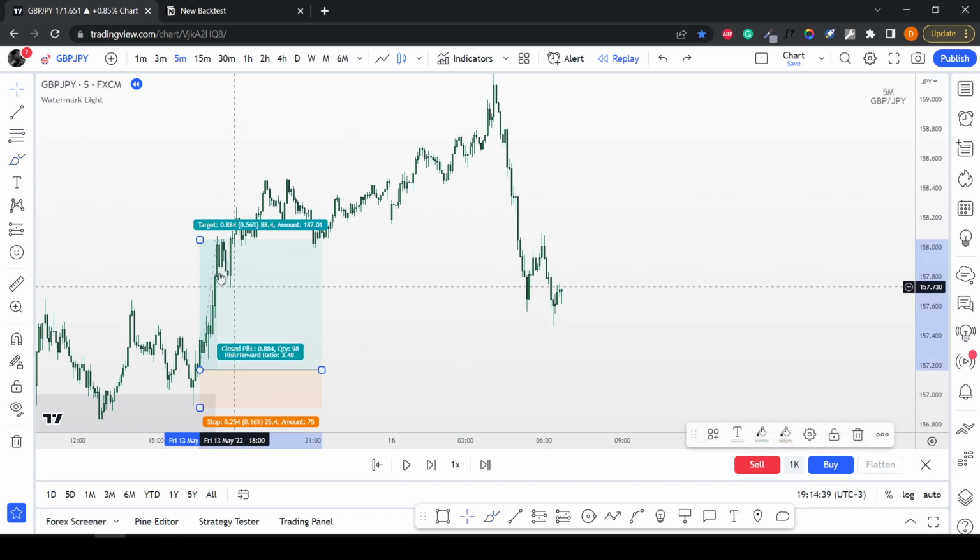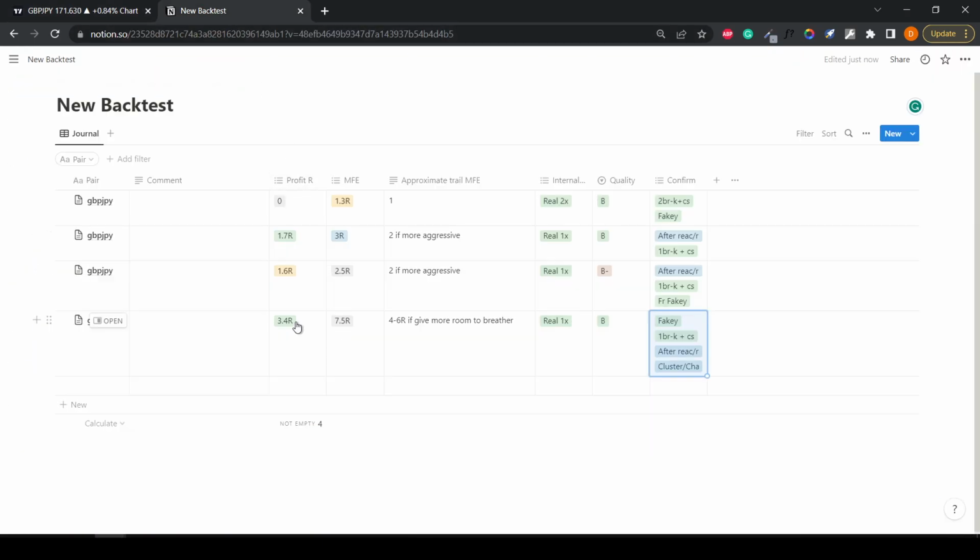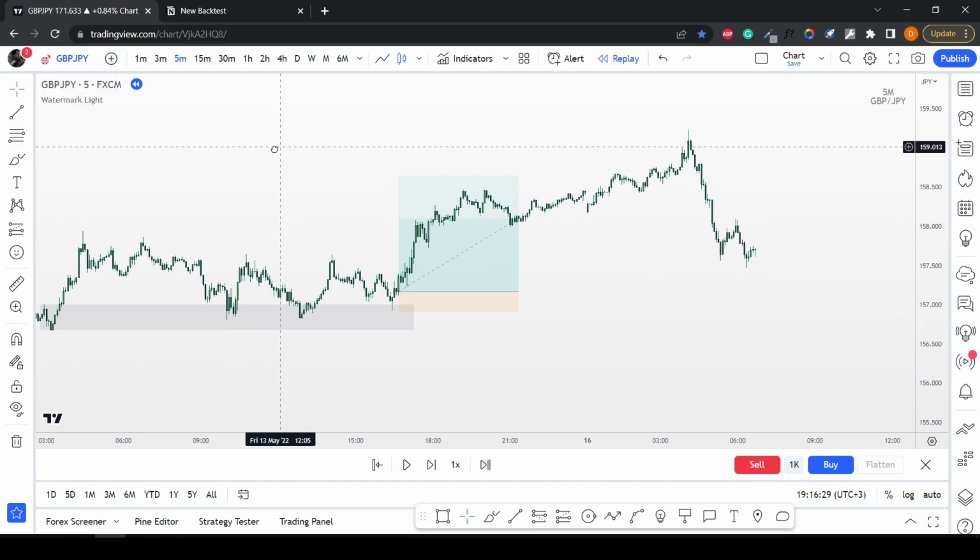So let me record this one. This is a trade, MFE 7.5. If the trail is given more room to breathe, it could be like 4-6R. And let's do one more trade, and this will be the first part over.